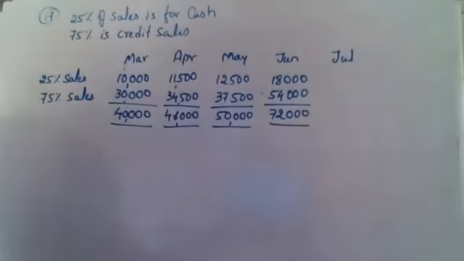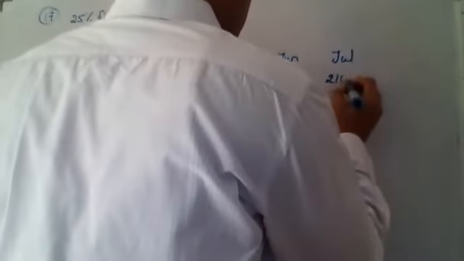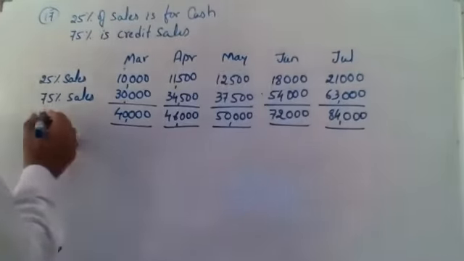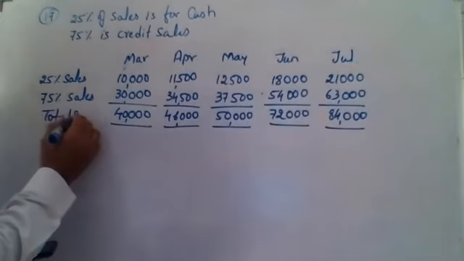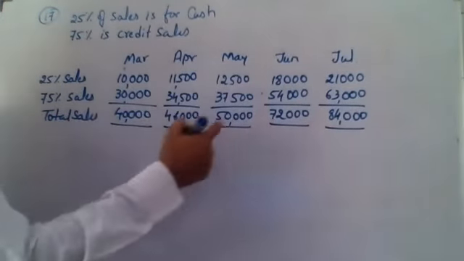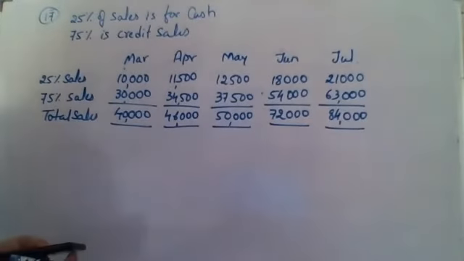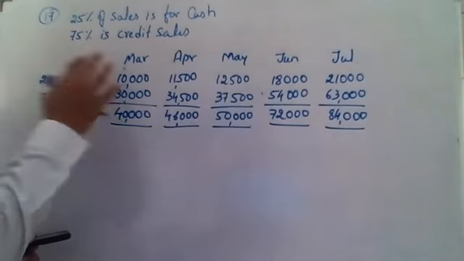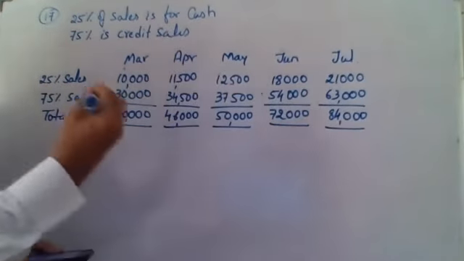July total sales is 84,000. So 25% is 21,000, and the remaining is 63,000, which makes it 84,000. So I have bifurcated the total sales given in the question as 40, 46, 50, 72, and 84. I have taken the breakup. Now, these are the sales, and I want the receipts.